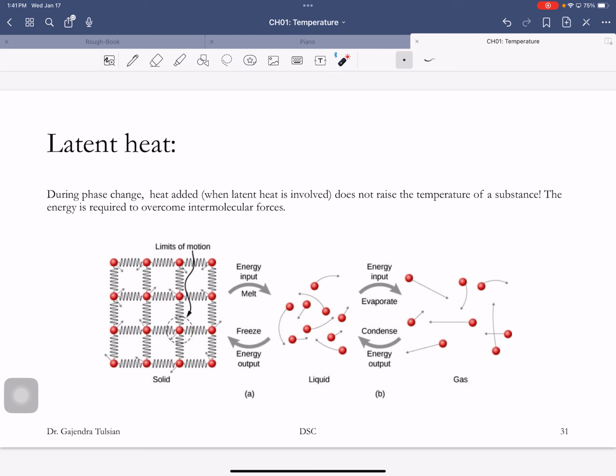Okay. So here's a good number to remember. The latent heat of fusion, when you're melting something, it's called latent heat of fusion. It's 80 calories per gram. What does that number mean?